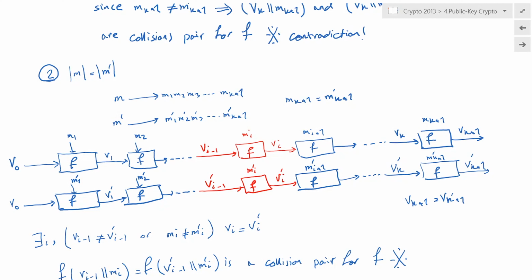So for both these cases, we kind of use a trick, right? We didn't really prove directly that this f function is collision resistant, but we leverage the fact that f is a collision resistant compression function, and we use that to show that our function cannot fail to be collision resistant. Otherwise, f is not collision resistant.